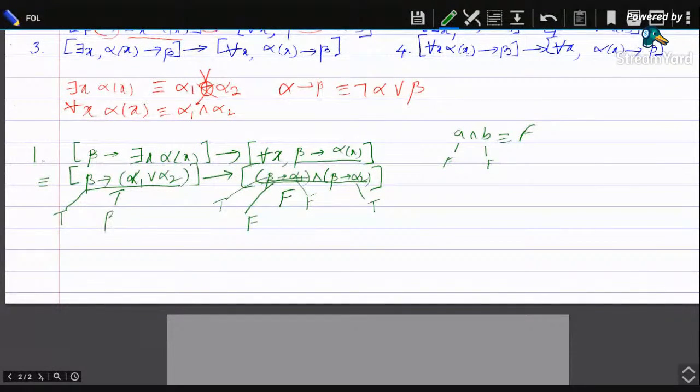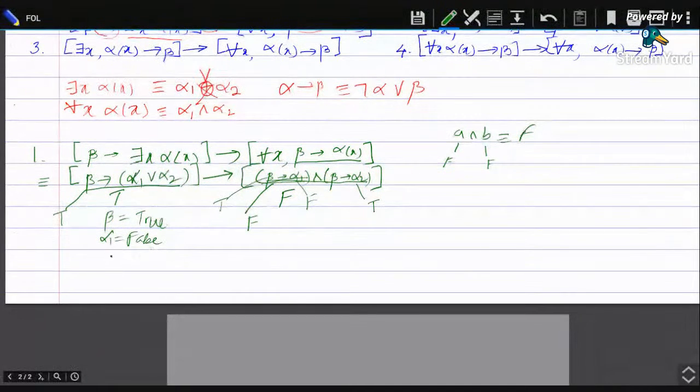beta as true to make sure that the left hand side is true, and to make sure that the left hand side is true, the right hand side is false. We want one of the brackets to be false, and to make this false, one of them should be false because there is conjunction between them. Let's assume that this is false. So if this is to be false, then this should be true, this should be false. This true is already decided. They just decide that alpha 1 is false.